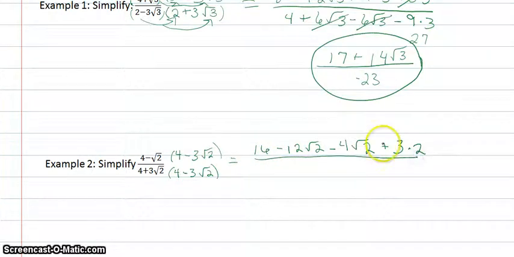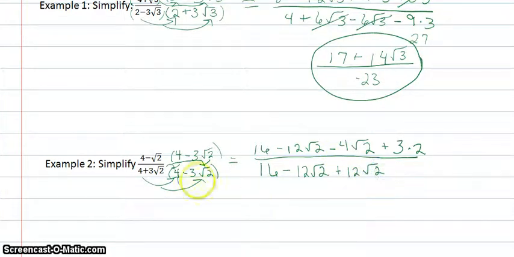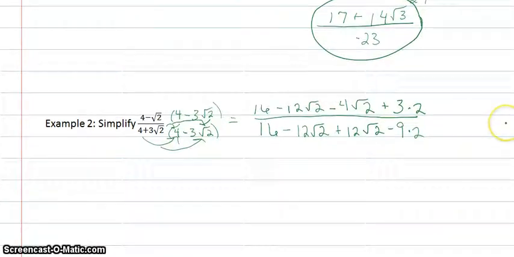And then on the bottom, I'm doing the same process. I'll multiply the 4 across. So 16 minus 12 square roots of 2 again. And then I'll multiply 3 square roots of 2 across. So plus 12 square roots of 2. And then minus 9 times 2. Okay, and then I'll simplify here.